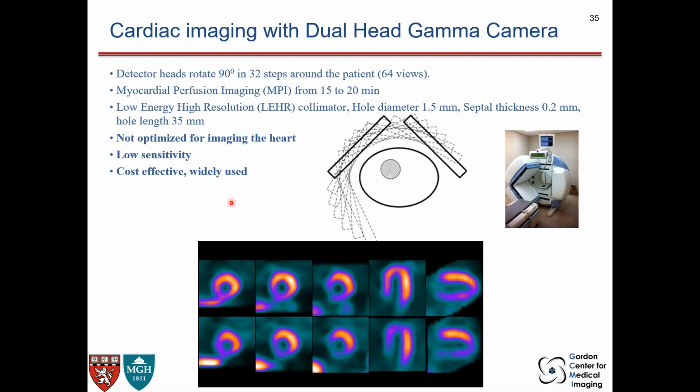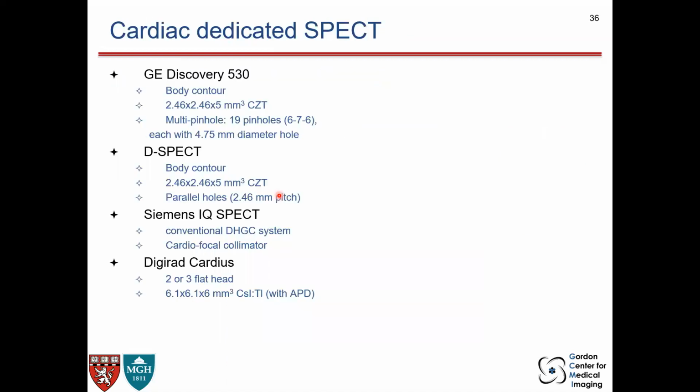To put it into context, the purchasing cost of a dual head gamma camera, when a hospital wants to buy it, is about $250,000. There are other systems already in the market, commercially available. I want to focus on them in the next few slides. The most famous ones are the top two, GE Discovery 530 and DSPECT from Spectrum Dynamics.